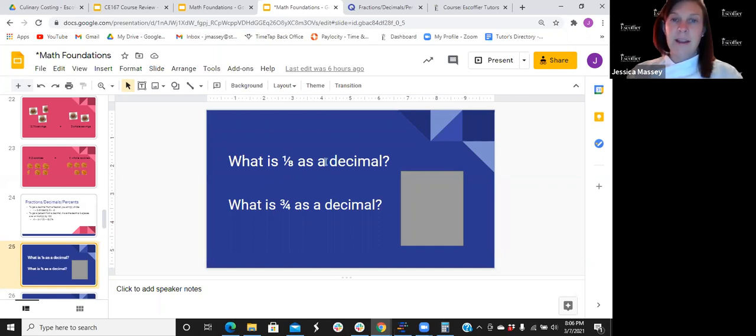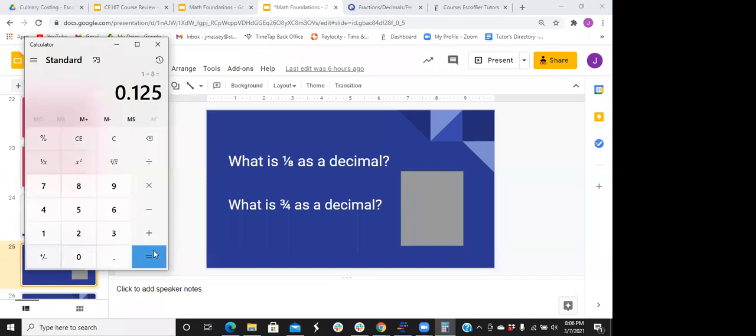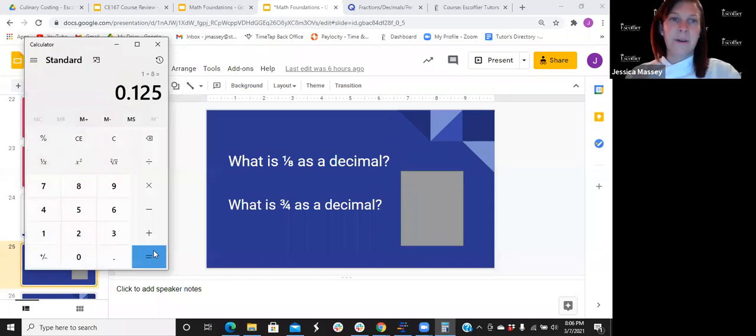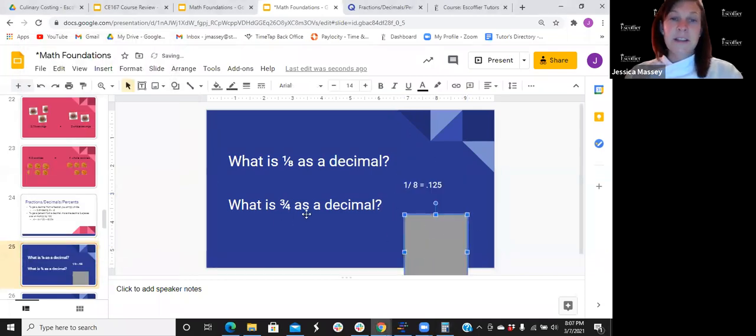What is 1/8 as a decimal? Feel free to shout it out, throw your answer in the chat, whatever, or just do it in your calculator. But you'd basically take that 1 and divide it by the 8. I think I heard the right answer. 0.125. Perfect. Yeah, I heard quite a few of the right answers on that one. So let's try the next one.